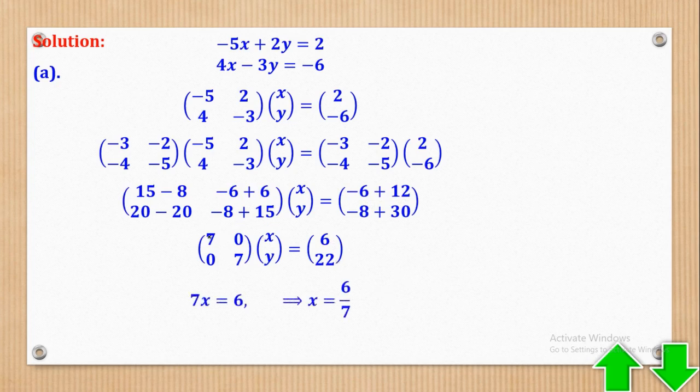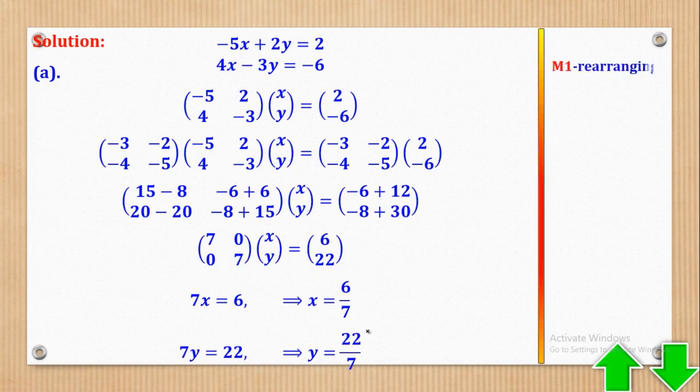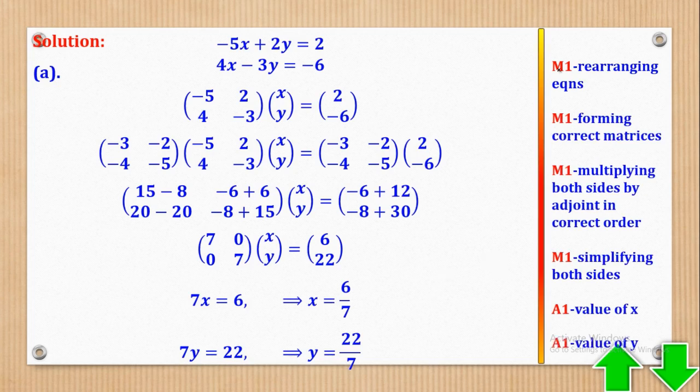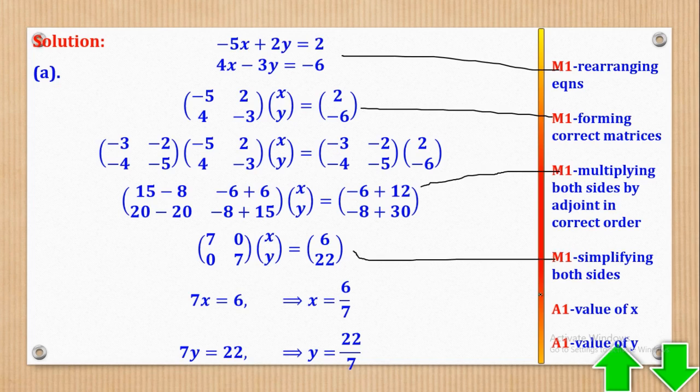After that, I'll use equality. So this times this is equal to this, so 7x is equal to 6, therefore x is equal to 6 over 7. Then also, this times this is equal to this, therefore 7y is equal to 22, implying that y is equal to 22 over 7. So before I go to the next slide, let's see the marking scheme for part A. M1 for rearranging and M1 for forming correct matrices. M1 for applying the adjoint on both sides with the correct order, and M1 for simplifying, then A1 for the value of x and A1 for the value of y. So that was part A.